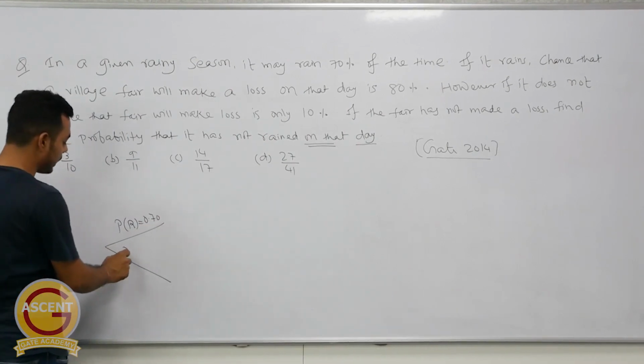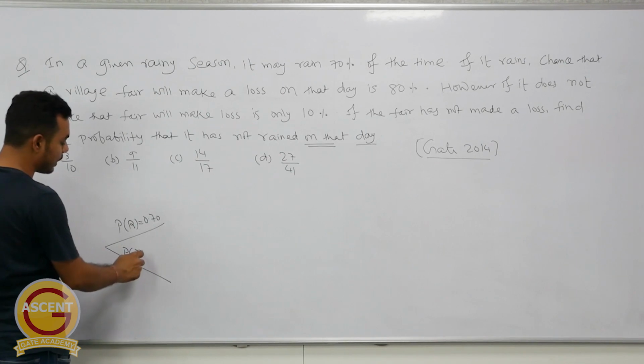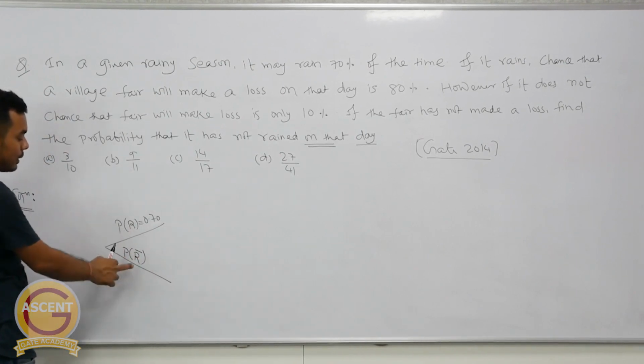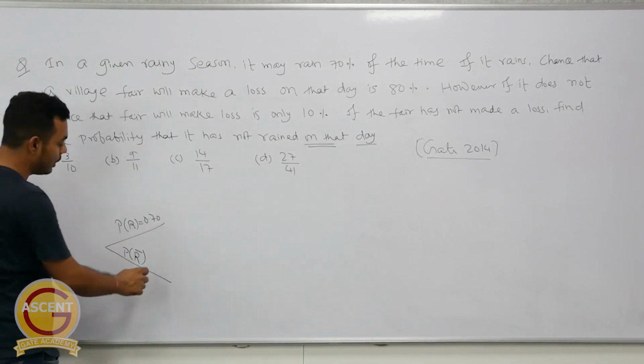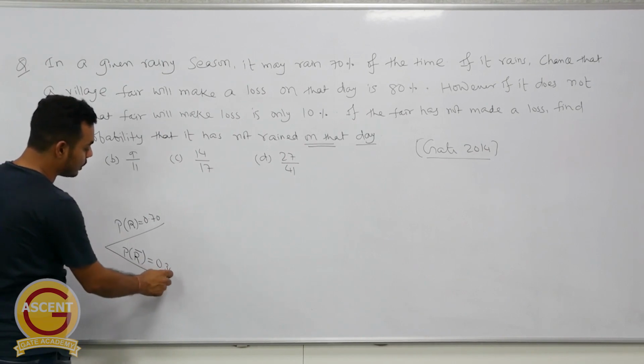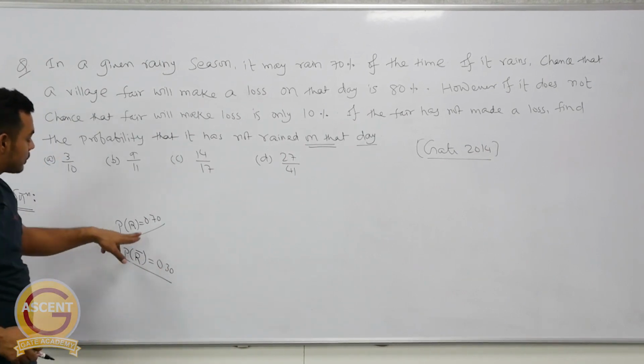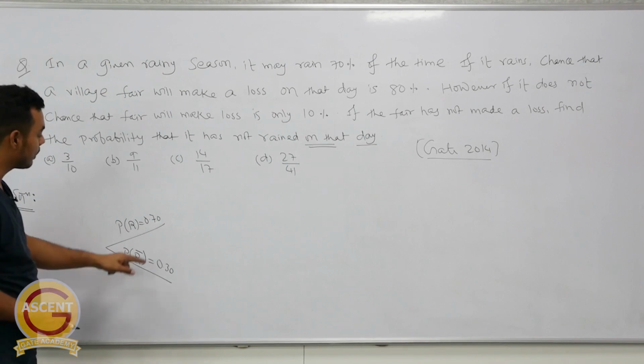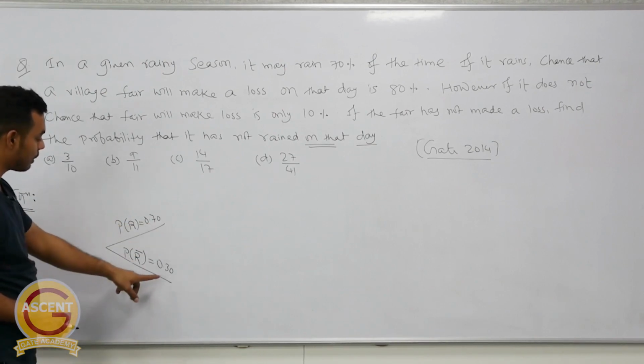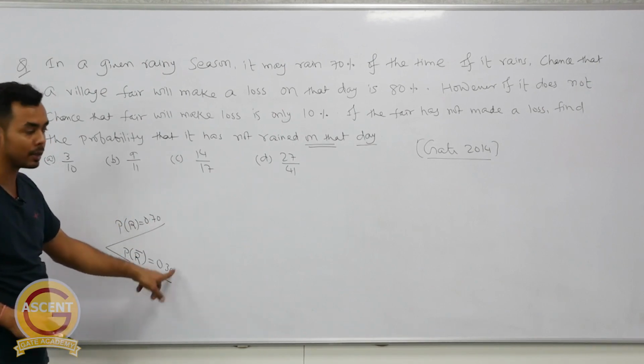And the probability that it will not rain, so I'm writing this as R complement. R means rain, so R complement means it will not rain. So this is 0.30. R complement will be 1 minus the probability of R. The probability of R is 0.70, so the probability of R complement will be 0.30.